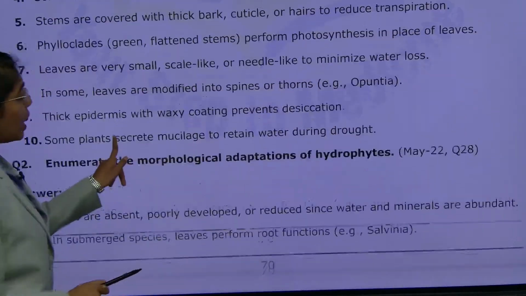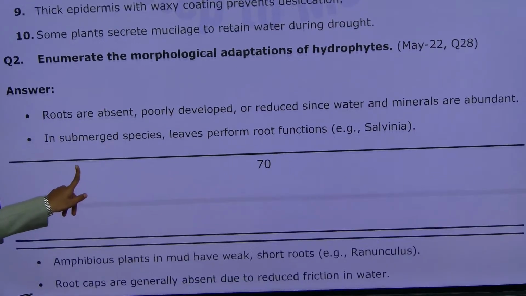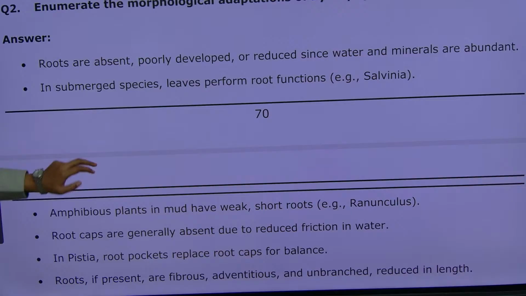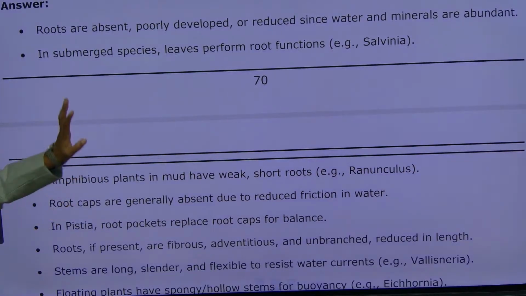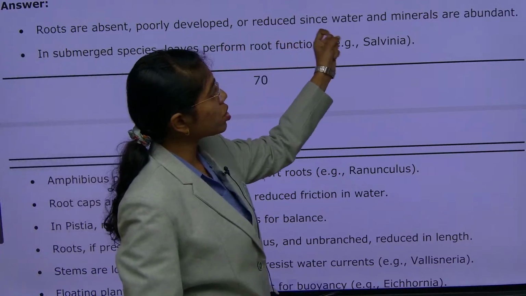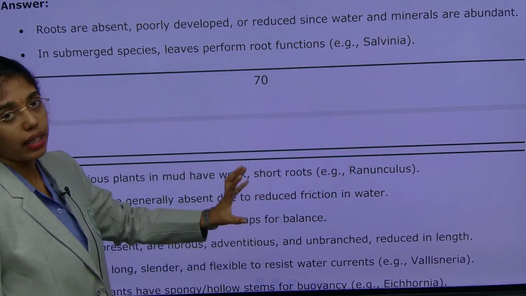And then you see, enumerate the morphological adaptations of hydrophytes, which appeared in 2022. Here, roots are absent, poorly developed, or reduced, since water and minerals are abundant for hydrophytes.